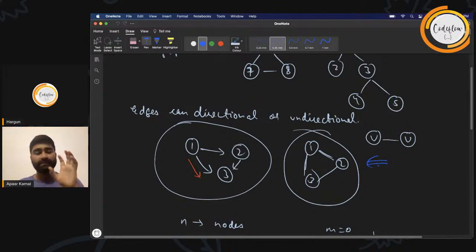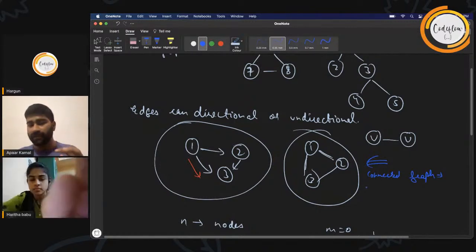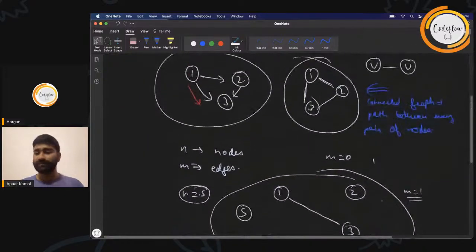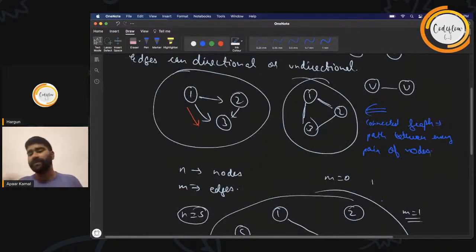A connected graph is a graph in which there's a path between every pair of nodes. Let me write it: connected graph, that means there's a path between every pair of nodes. Pardon my handwriting, guys. So a connected graph has a path between every pair of nodes. Let us see whether it is connected or not.